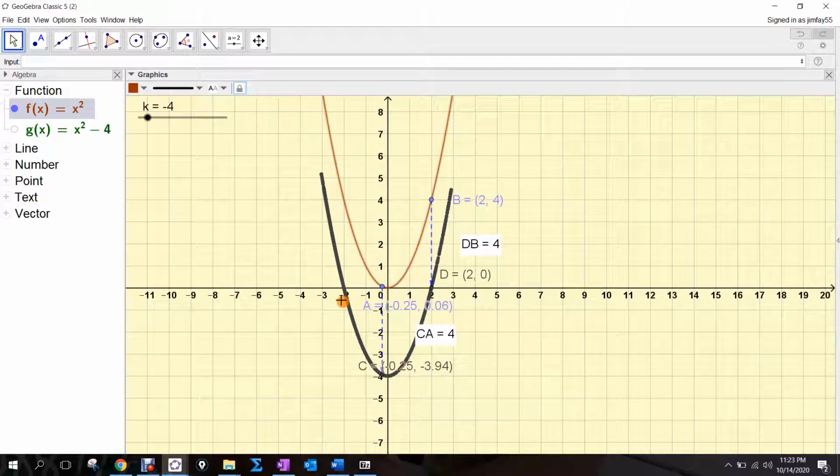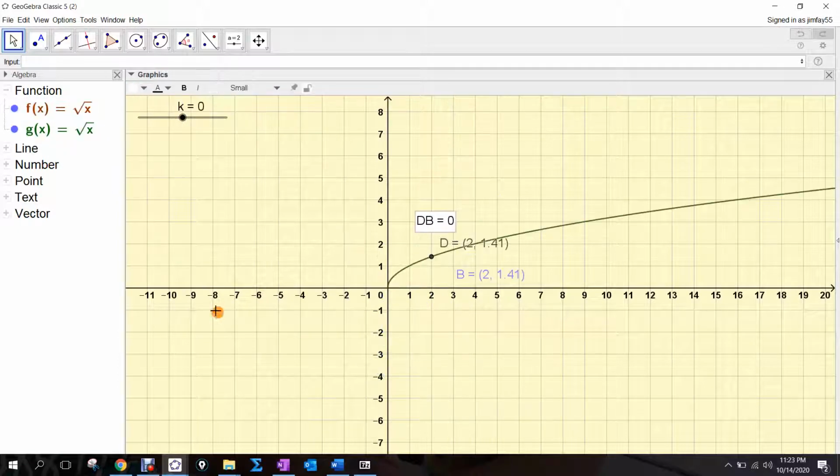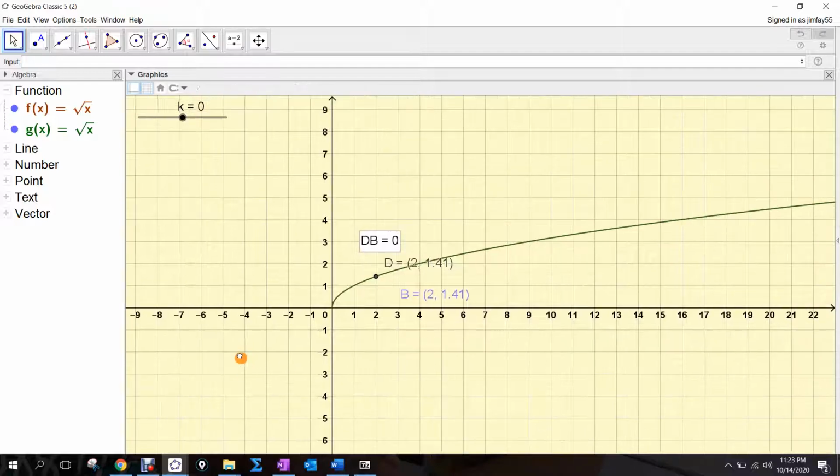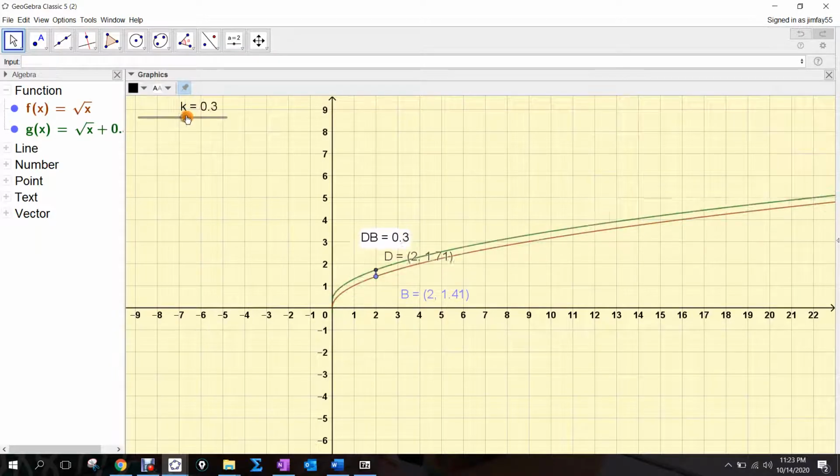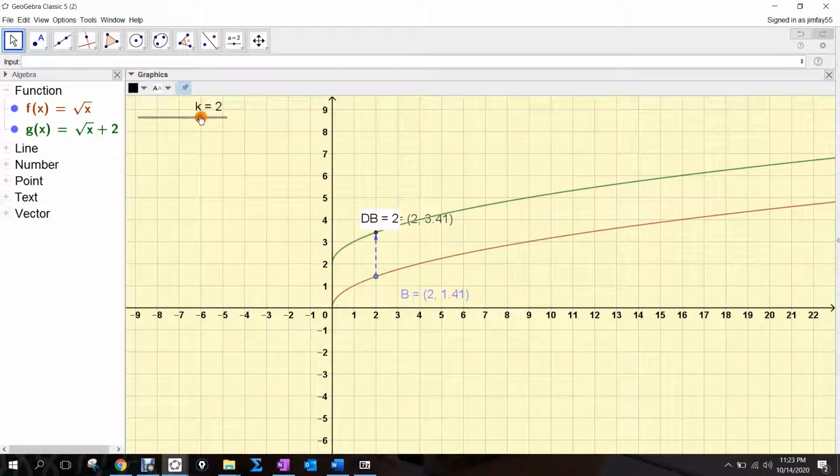Let me see if I can put a different function in here for a moment. Okay, so this is a function. This is called the square root function. So again, square root of x is the parent function. If I start to add a number to that, so let's add 2 to it, you see that a point that was on the parent function gets shifted up 2 units to there. This point right here gets shifted up 2 units and becomes that point.